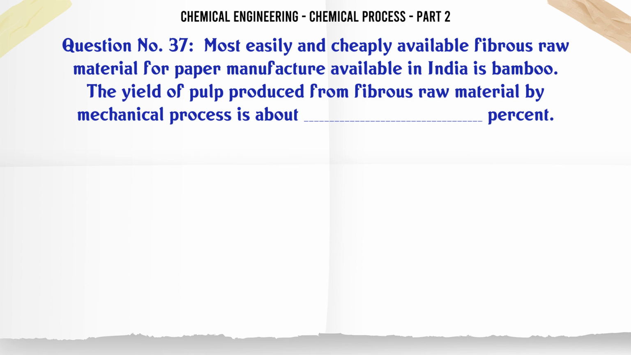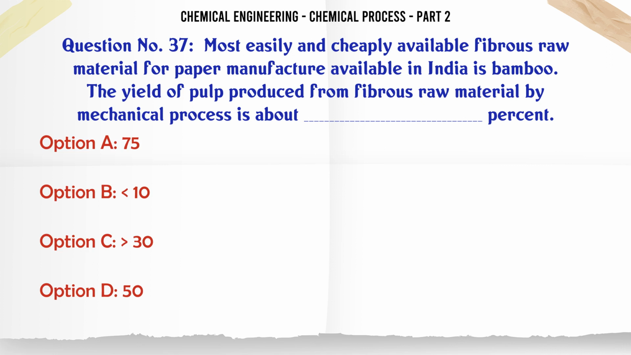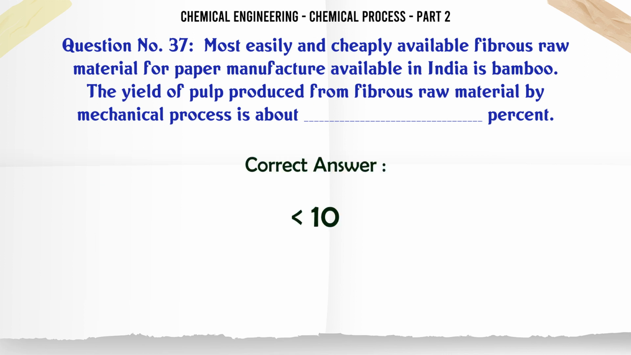Most easily and cheaply available fibrous raw material for paper manufacture in India is bamboo. The yield of pulp produced from fibrous raw material by mechanical process is about %. A. 75, B. 10, C. 30, D. 50. The correct answer is 10.